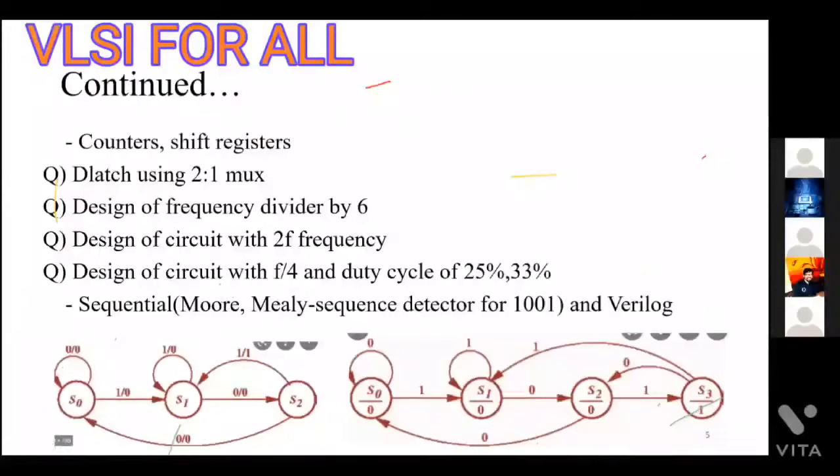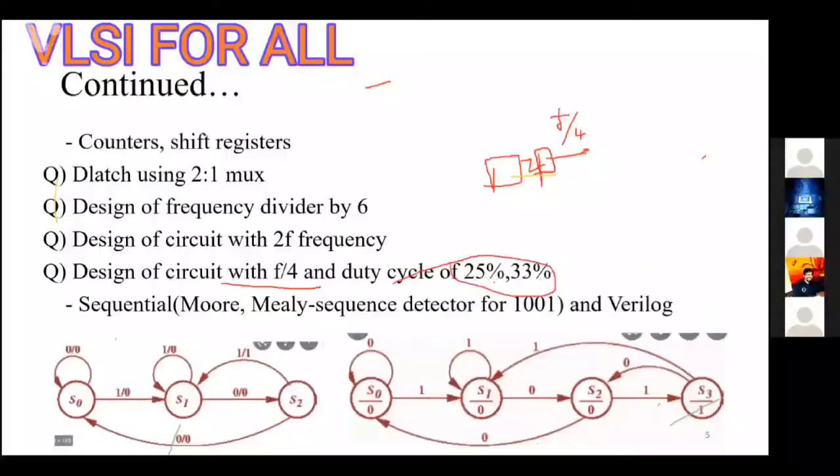This fourth question is also almost the same. You can design the circuit f/4 using the mod 4 counter, which has 2 flip-flops. It can be a synchronous or asynchronous design. So you'll get the final output at f/4 frequency. But here the question is that the duty cycle should be 25% or 33%.